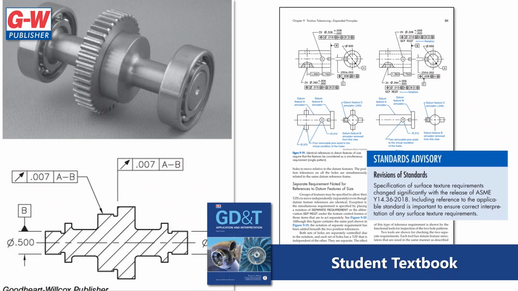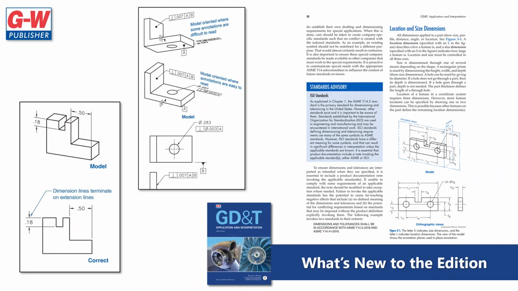Throughout the text, terminology consistent with ASME standard terms is used to provide an accurate explanation of tolerance application and interpretation. The 8th edition of GD&T, Application and Interpretation clarifies required practices defined in the ASME Y14.5-2018 standard and other applicable current standards.